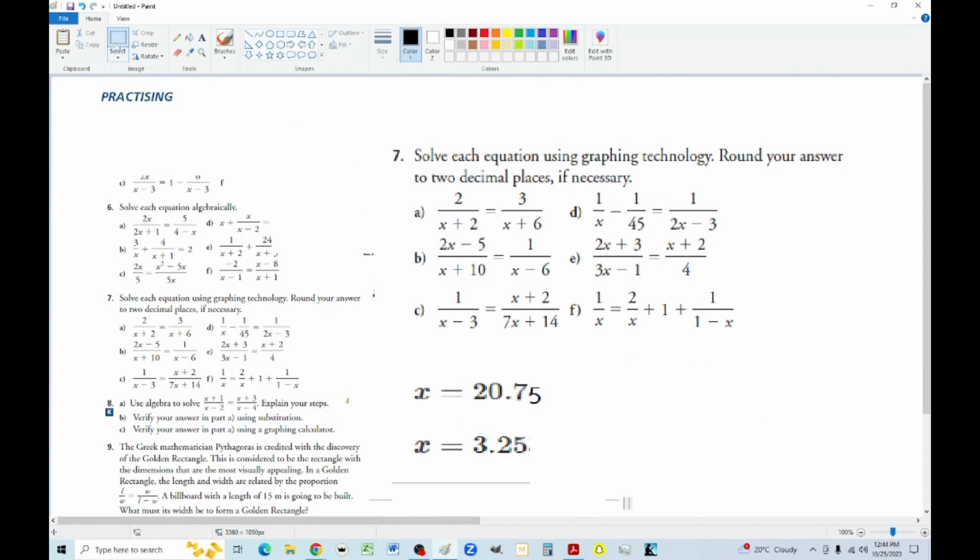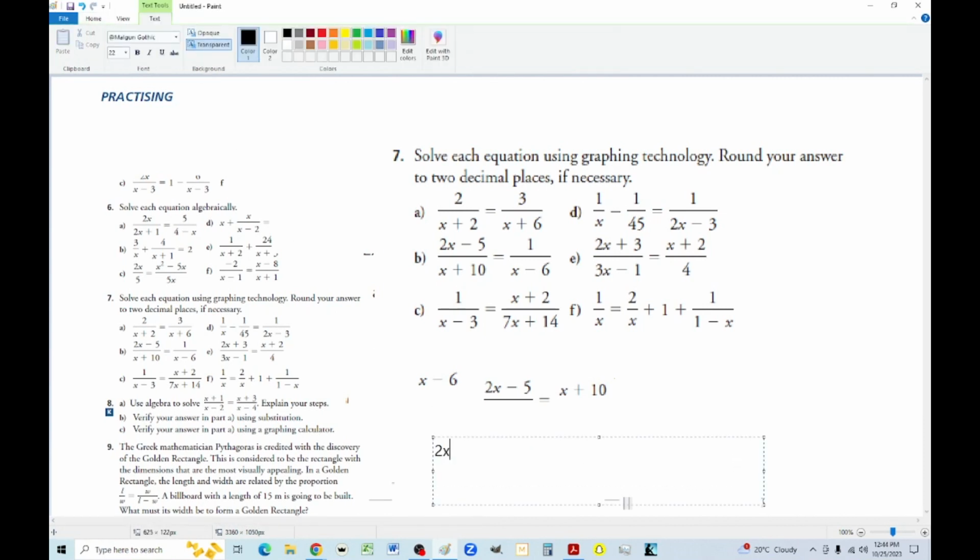So they're all like this. They're all like this. So b, we can just cross multiply. Goes up like that. This goes over like this. And you're going to get a quadratic. It's going to be 2x squared, minus 5x minus 12x plus 30 is equal to x plus 10.